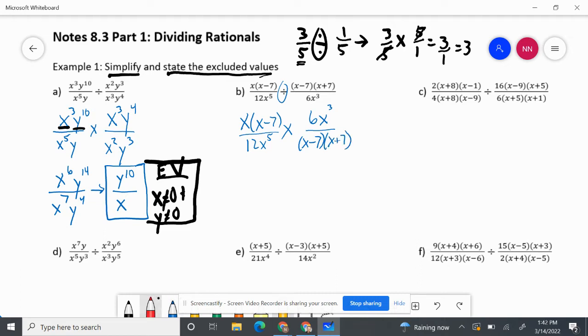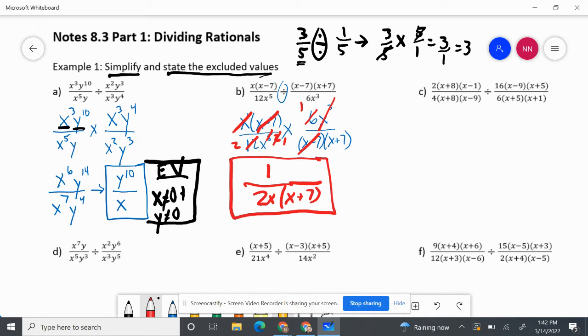What we're going to do is cancel. X minus 7's cancel. We see that 3 and 5. 5 minus 3 is 2. There's also an x up here, so the 2 becomes a 1. And the 6 goes into 12 2 times. So what we end up with is 1 on top. And in the bottom, we have 2 times x, and then x plus 7.